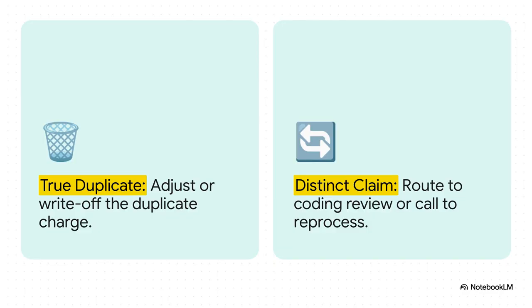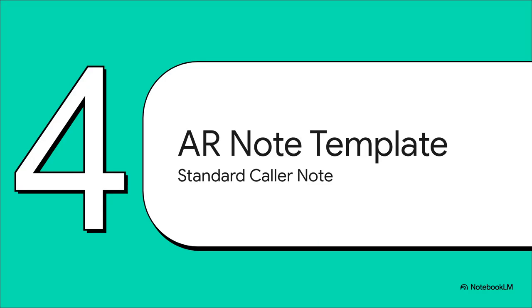If you find that this was an identical charge entry error, literally an administrative oops where we billed the exact same thing twice, the only correct action is to adjust or write off the duplicate charge. But on the other hand, if we're looking at a distinct or corrected claim that's just missing modifiers, you route that straight to your coding review team to get it fixed. If it's a valid corrected claim, you get on the phone, speak to the payer rep, explain the differences, and demand reprocessing.